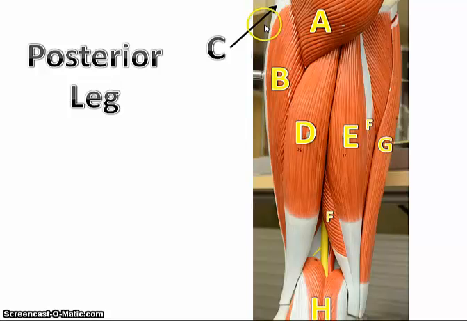So again, on the lateral side here, we have the iliotibial tract, the gluteus maximus. Here we see the vastus lateralis from the quadriceps. Then you have the biceps femoris, which is the most lateral of the hamstring muscles, the semitendinosus, which is superficial, and then you have the semimembranosus, which is deeper, and then here you have the gracilis. I'm going to show you this muscle on the next slide.